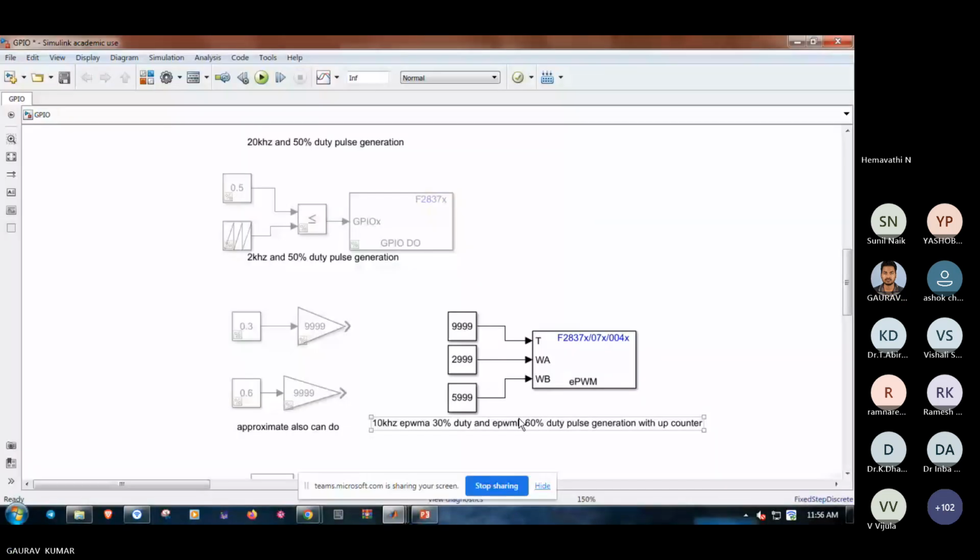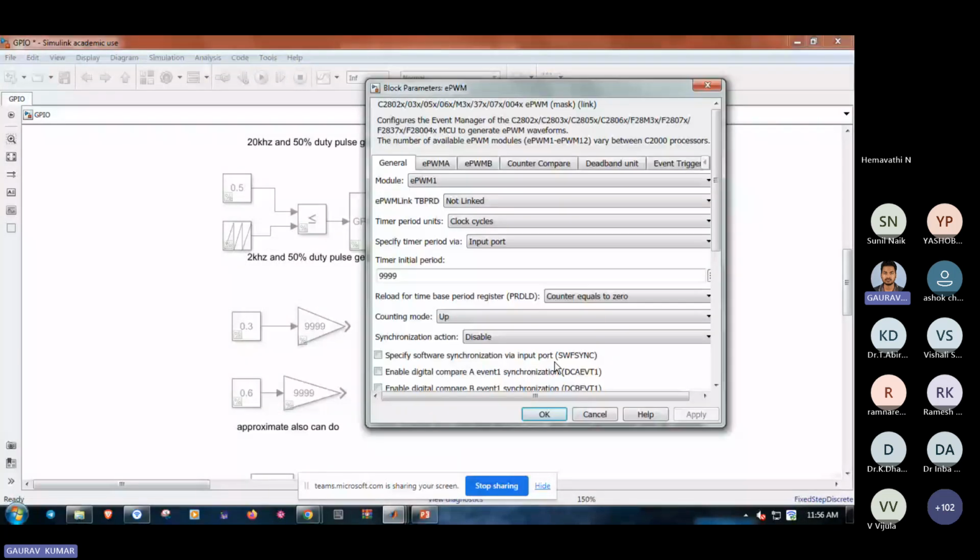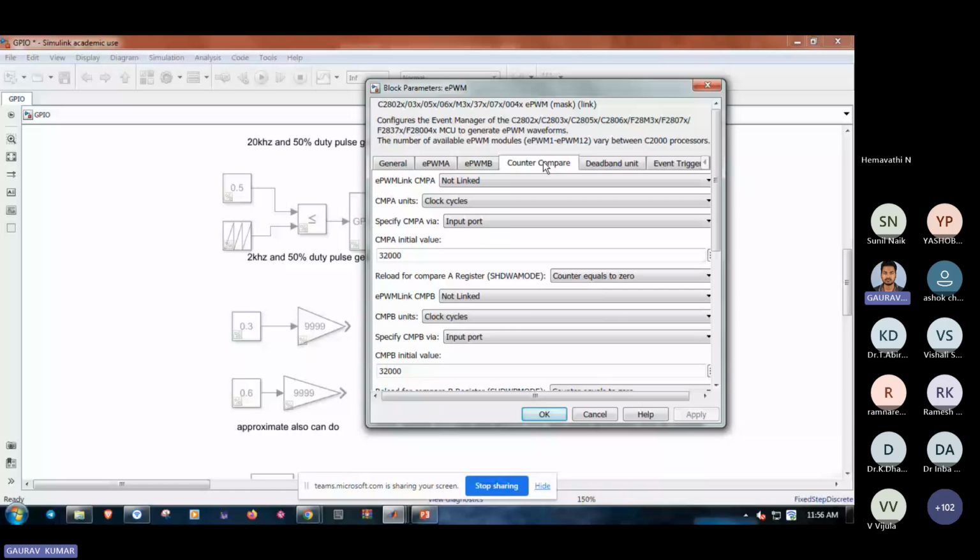I can see this. In this one, I have given the TBPRD value in terms of clock cycles. So for 10 kilohertz, 4 nines, the compare value I have given in clock cycles. You can also choose the compare value in terms of clock cycles. Here you can see compare A units: clock cycle and percentage. If you select the clock cycle, and I have selected the input port, it means you can give the compare value through the input port.